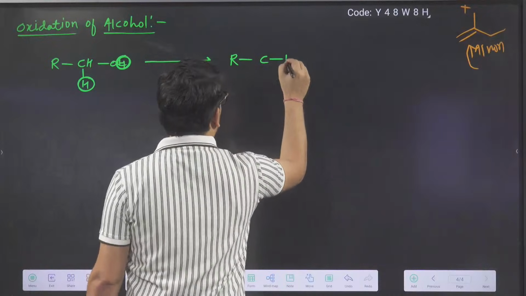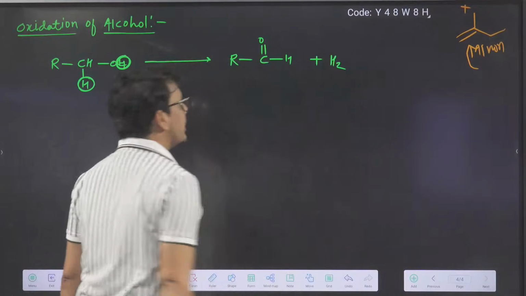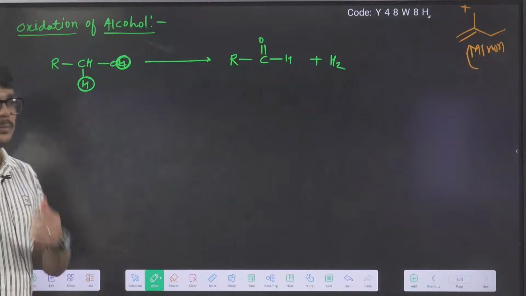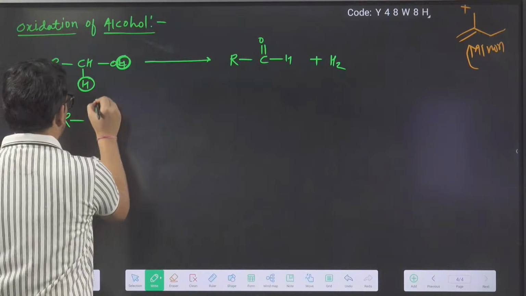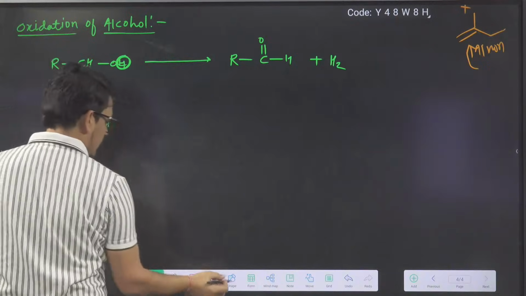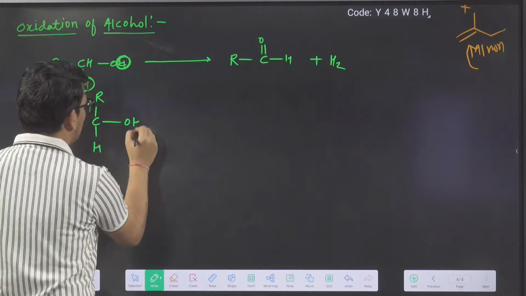RCH double bond O plus what will be there here? H2. Can I say like this or not? Now second, if I am writing this one, OH.